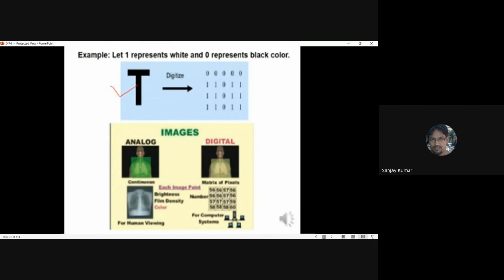Sir, sorry to interrupt you. Could you tell us again about the combination of these colors? Because in the computer system, the computer knows only 0 and 1, right? So which kind of color is going inside the computer? Computer can understand only 0 and 1. How can the computer identify the types of images, whether analog, digital, or whatever, because the computer knows only 0 and 1?